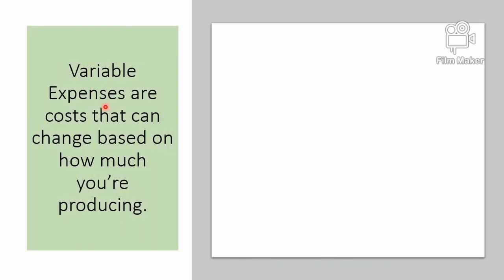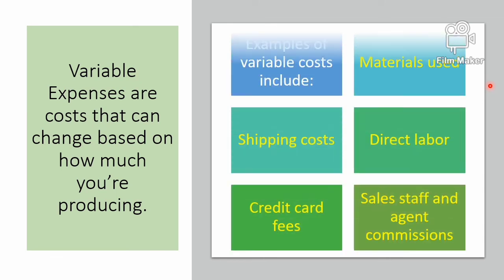Variable expenses are the costs that can change based on how much you are producing. Samples of variable costs include material used. Why is it that variable costs include material used? We cannot say the amount of material that will be used in our company. Shipping costs, direct labor, credit card fees, sales staff, and agent commission. These are examples of variable costs. Sometimes the amount of cost will change. It can be yearly or monthly, and it depends upon the income of the company.